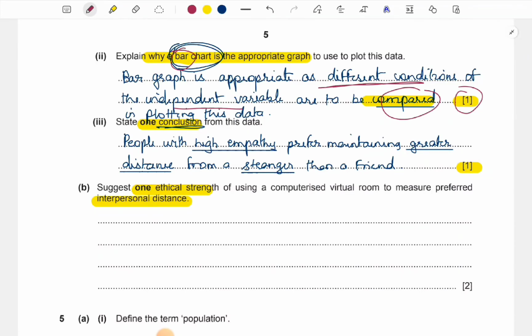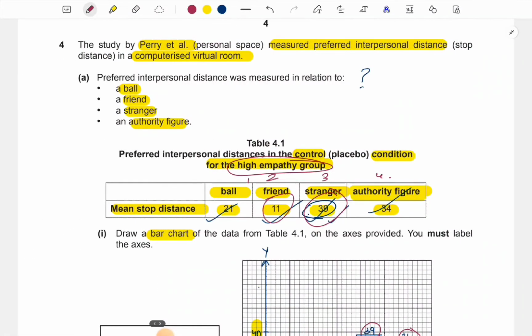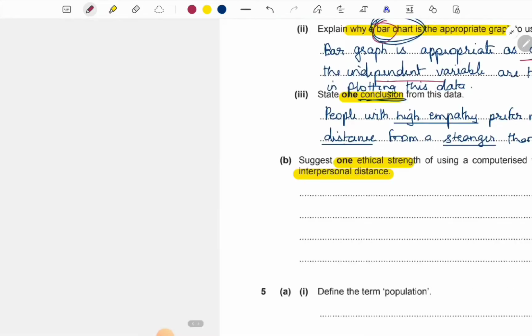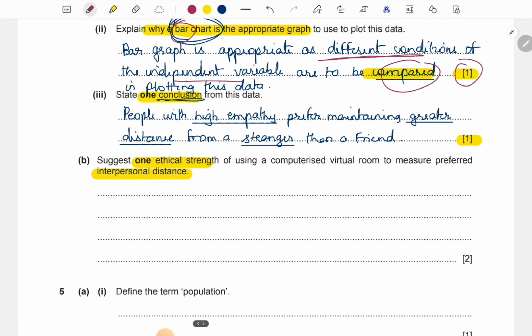Again, the mistake students make is to just give the numbers. A conclusion is not results or evidence. It's not a retelling of the numbers. So how students would write is, okay, for the stranger, the mean stop distance was 39 and for the friend it was 11. Conclusion means interpretation of data, or what you are understanding from the data.